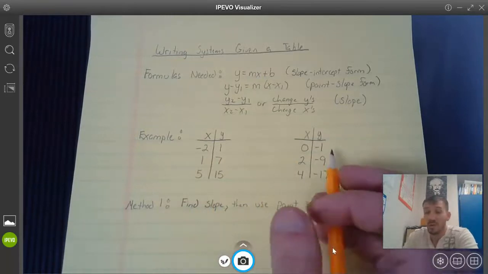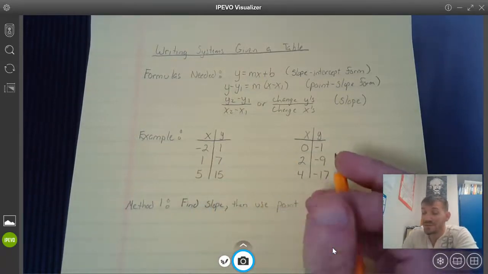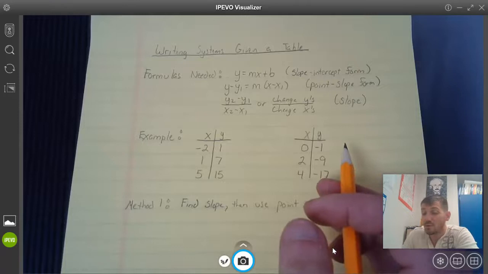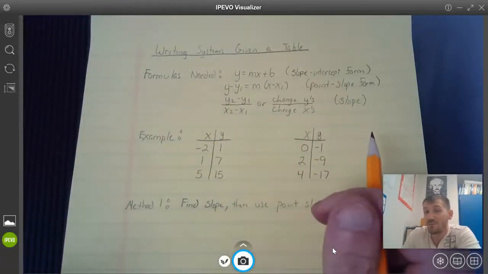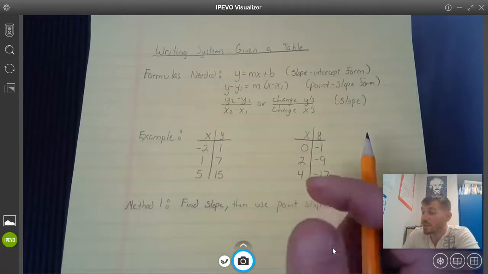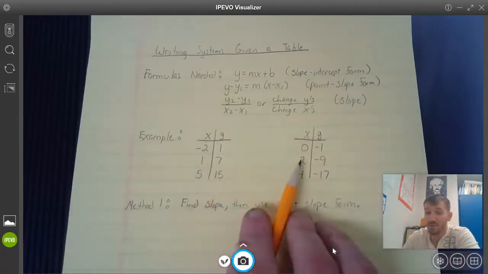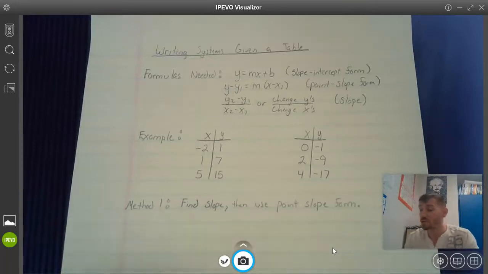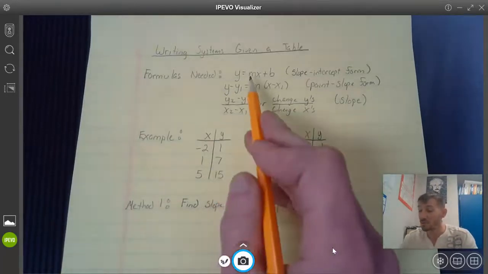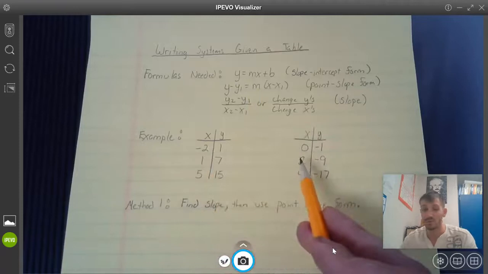So remember we talked about in the last video that a system is graphing two things at the same time and figuring out what they have in common. So we have two lines right here, and they are going to cross in some way, shape, or form, hopefully. And we want to know where that point is. Again, we're not going to solve it today. We're saving that for later. We're just going to learn, how do I get y equals mx plus b from XY charts?